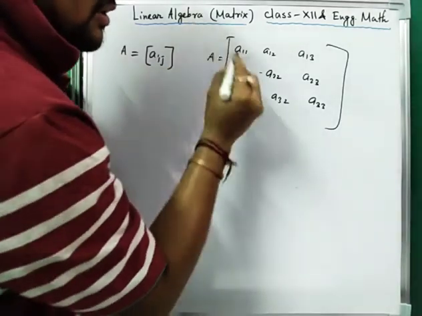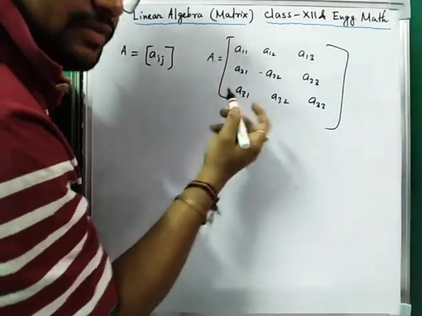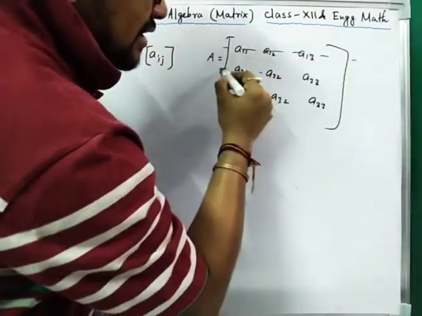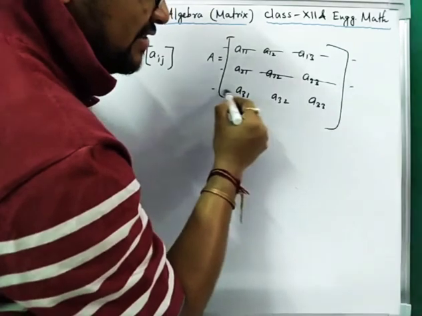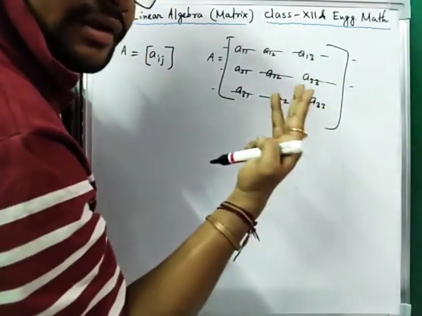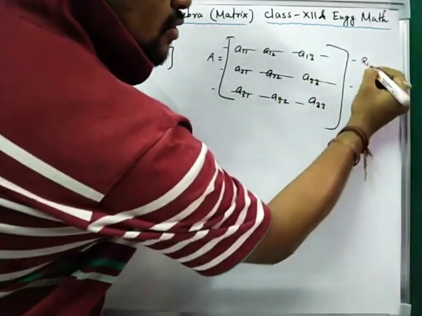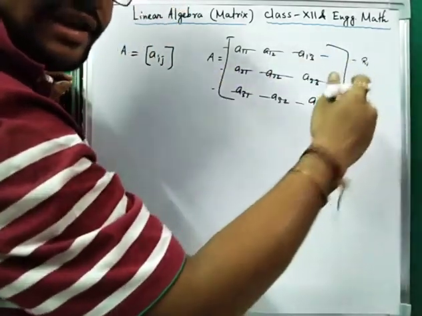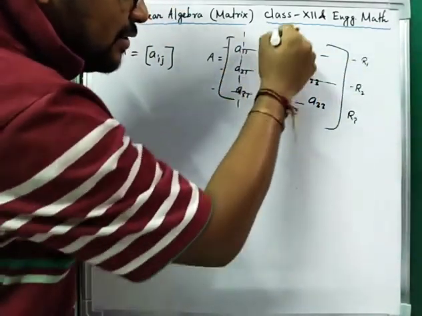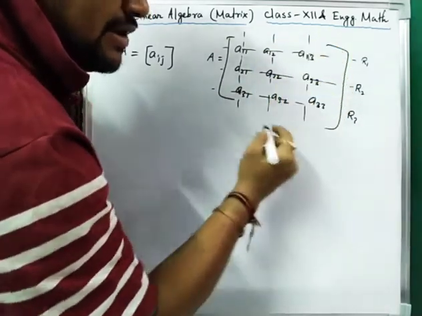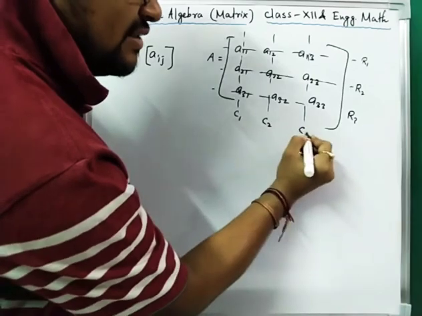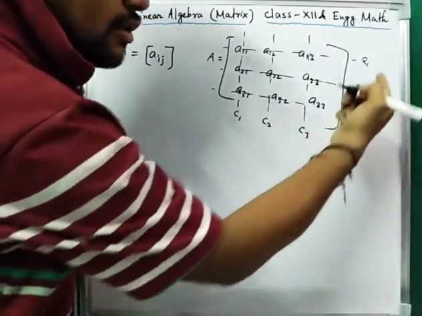So first of all, you need to know how many rows are there, how many columns are there. Row means horizontal line. Here you can draw a horizontal line. How many horizontal arrangements are there? There are 3 horizontal arrangements. So this is called row 1, row 2 and row 3. Now there are 3 vertical arrangements also, and vertical arrangement is known as column. So this is column 1, column 2, column 3.